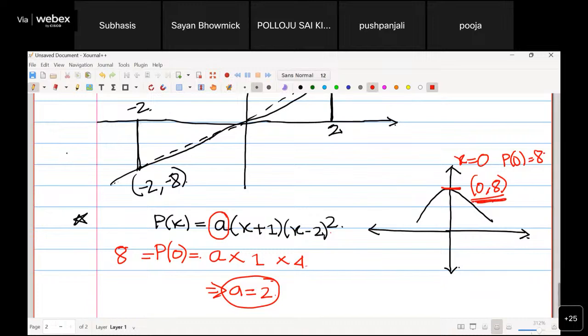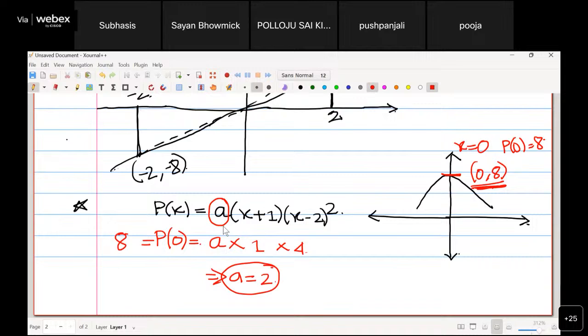So there can be multiple possibilities of a, right? If nothing is given, it can be 2a, or anything. If something is given, then there will be a unique value of a. It is given that the value is 0.8, so in that case you will get a unique value of a. If nothing is given, then it's not possible for you to get a unique value of a.